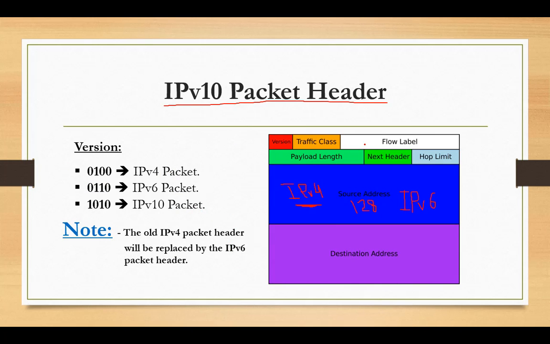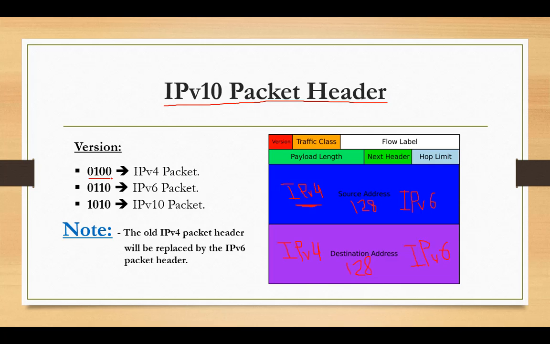The fields of the packet header are the same as IPv6. The destination can be IPv6 or IPv4, and it's as well 128 bits. The version determines the type of the packet.